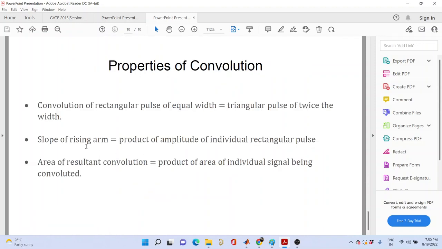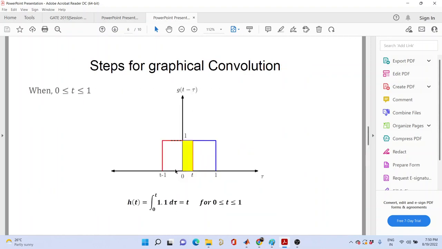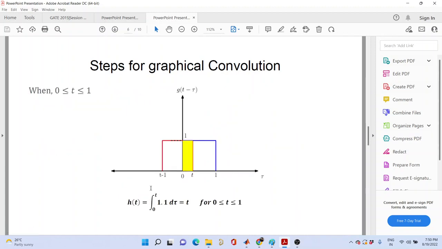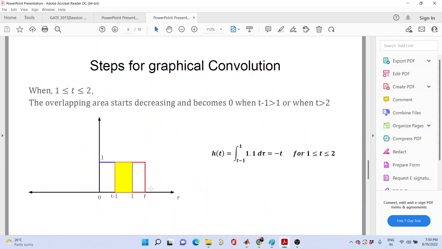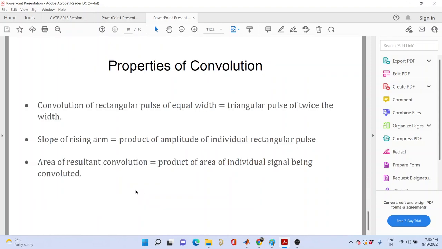The second property is the slope of this rising arm would be the product of the amplitudes of each of the convoluting functions, each of the functions that you are convoluting. So the slope would be the product of the amplitude of this function and this function, that is 1 and 1. So it becomes 1. The slope has to be unity. So what you have got is a unity slope. So the slope would be rising from 0 to 1. Okay, and then again it will be falling.